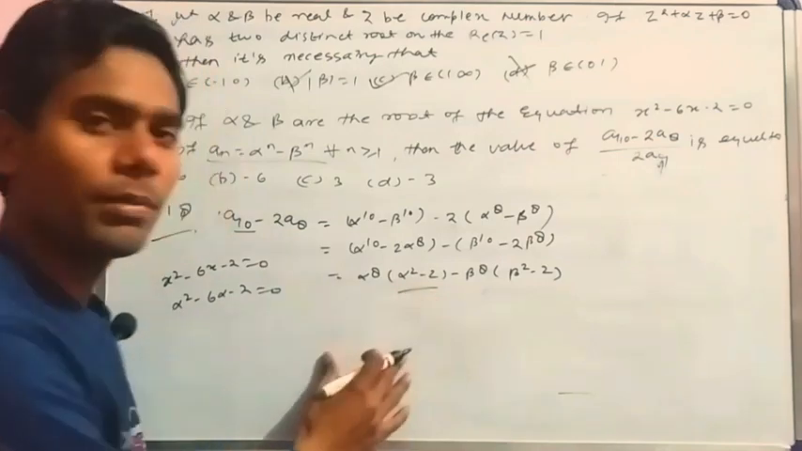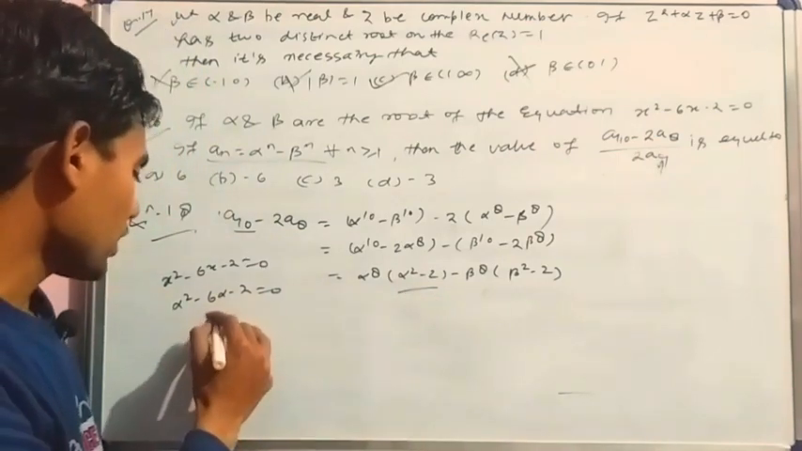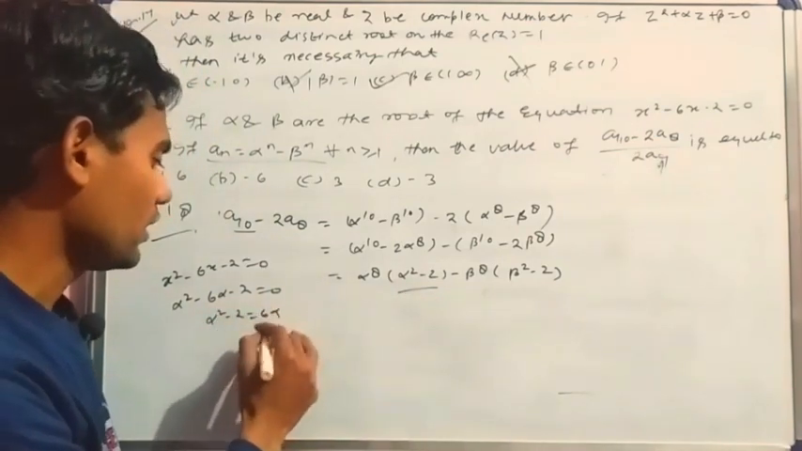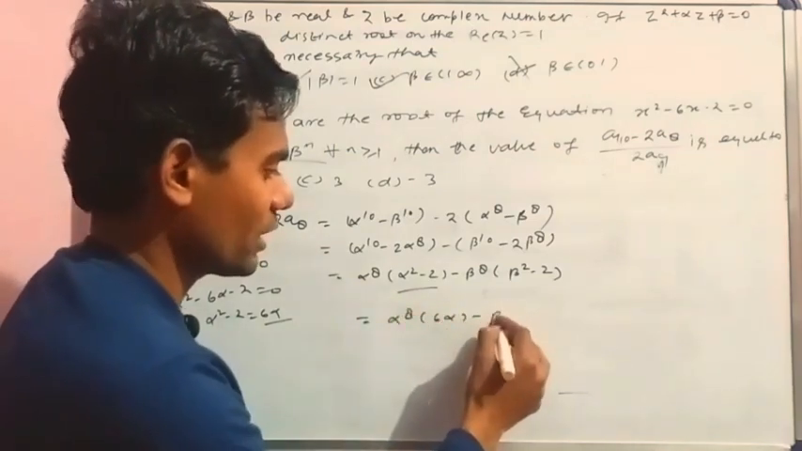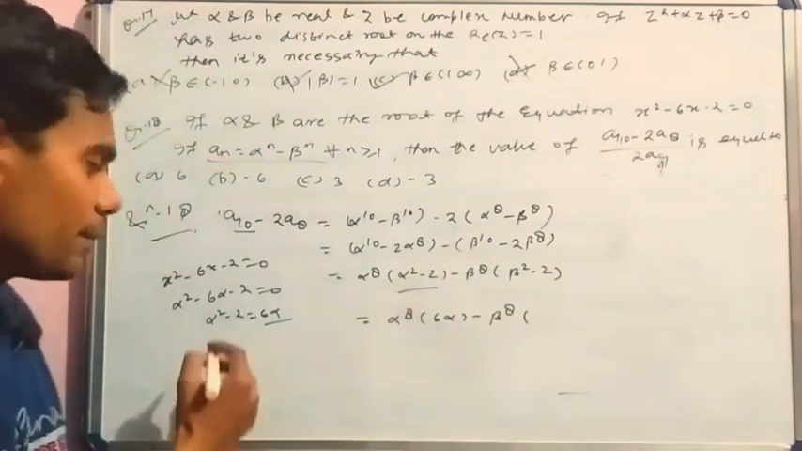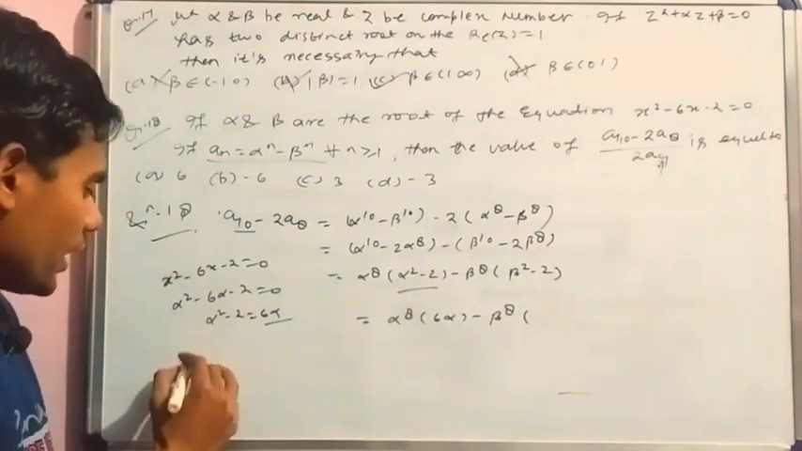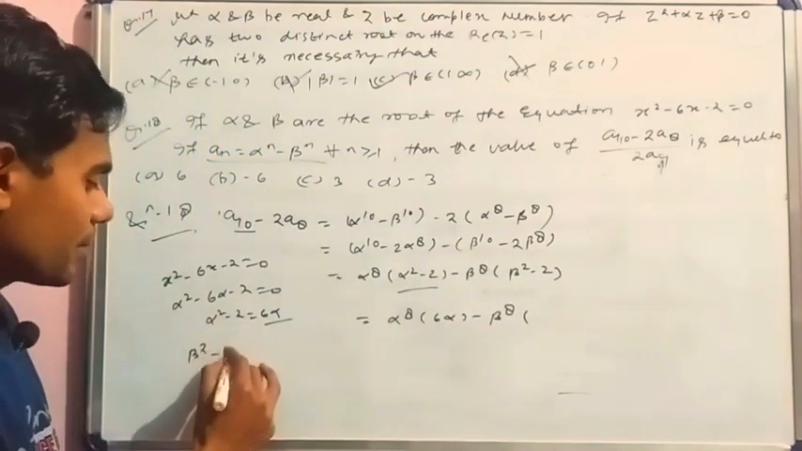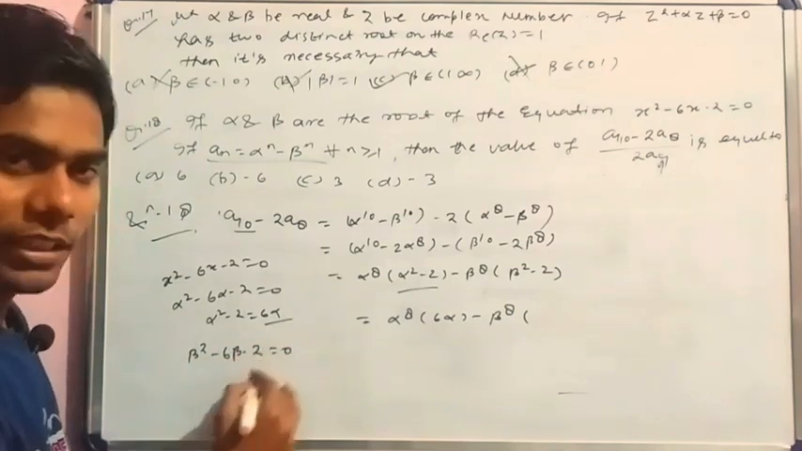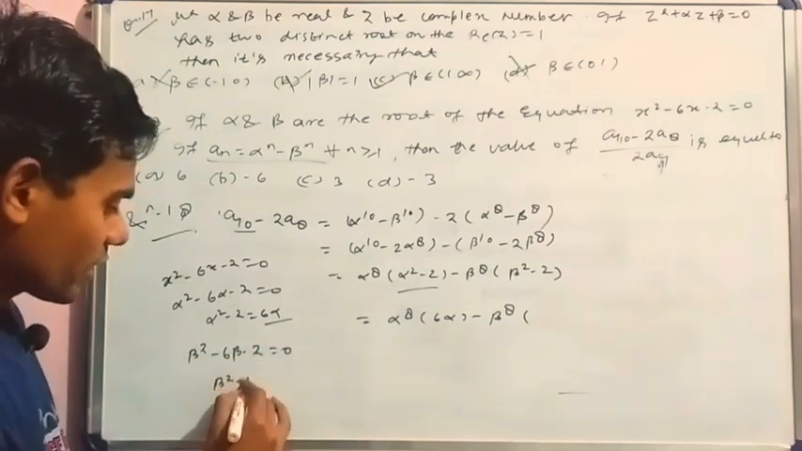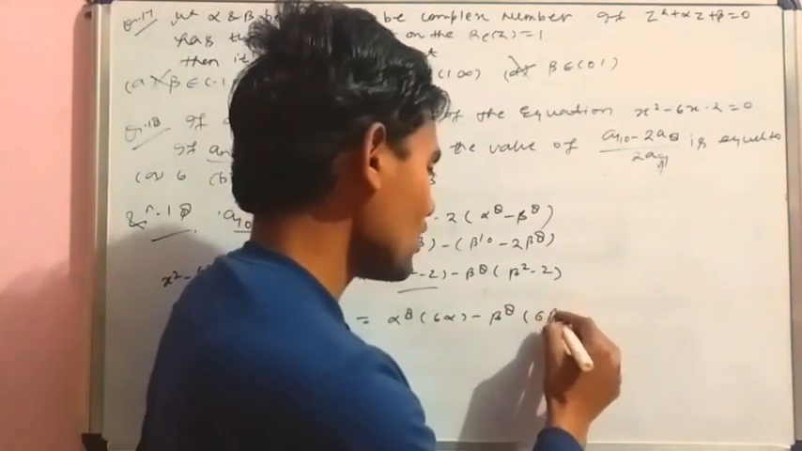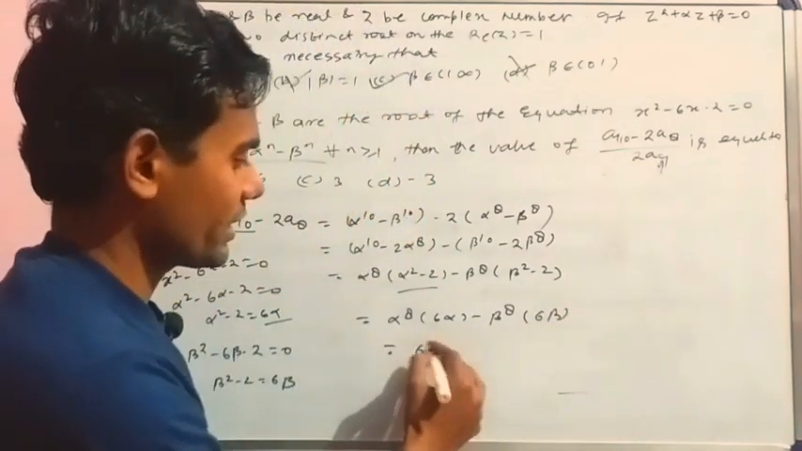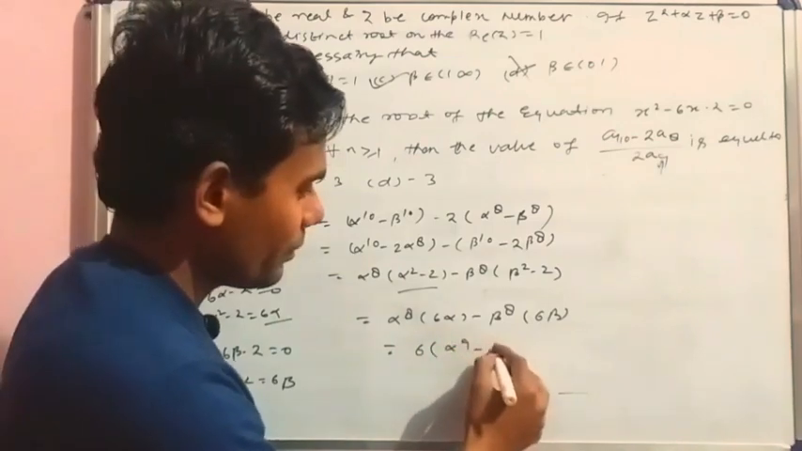So alpha square minus 2 is equal to 6 alpha. Then we get alpha power 8 into 6 alpha minus beta power 8 and beta square minus 2. Beta is also a root and satisfies this quadratic equation, so beta square minus 6 beta minus 2 is equal to 0, and beta square minus 2 is equal to 6 beta.